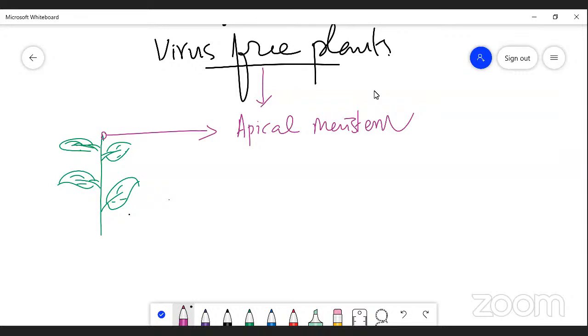Now I would like to draw the structure of the apical meristem, right? Now when we cut the apical meristem as an explant, right? Now I am going to cut it and use it as an explant. Now this is the apical portion. That is a growing point, right? Now I'm going to use it as an explant.